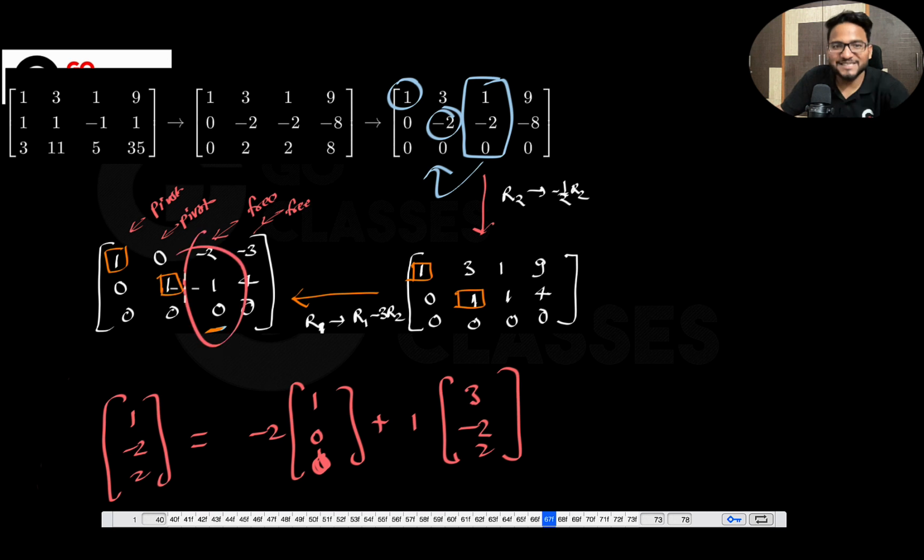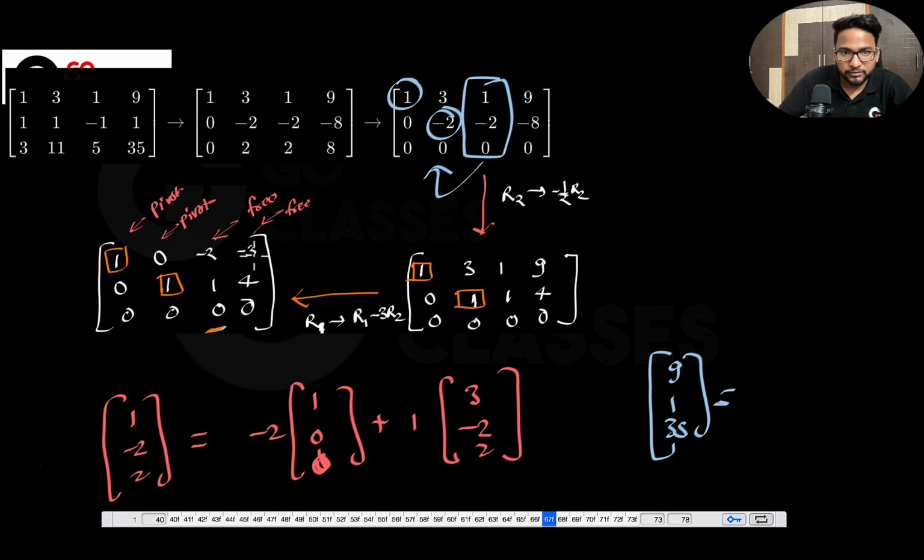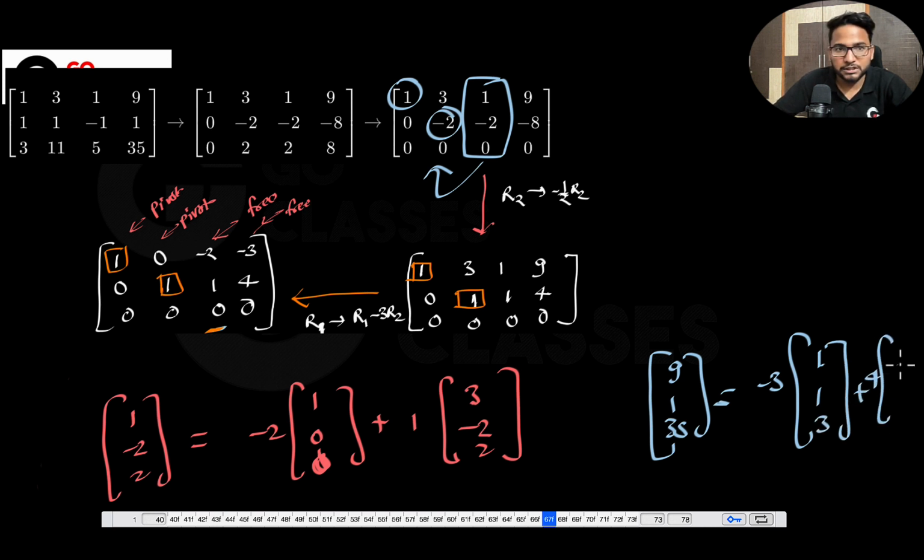And there is nothing special about this vector, because this is also a free vector. So you can represent 9 1 3 5 as a linear combination of these two vectors, with coefficients minus 3 and 4. Minus 3 of the first vector 1 1 3 plus 4 of the second vector 3 1 11. You can just check it. This is 12 minus 3 is 9, minus 3 plus 4 plus 1 is 1, minus 9 plus 44 is 35, right? So you can represent any of these vectors.